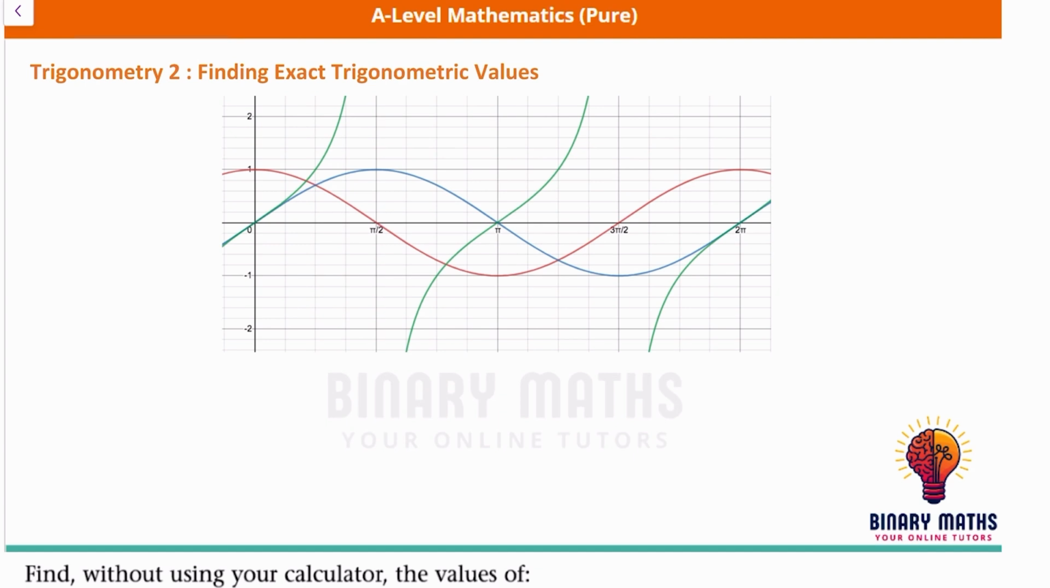This topic is about finding exact trigonometric values using trigonometric graphs and SOHCAHTOA. I will not be teaching CAST in this lesson or any lessons.